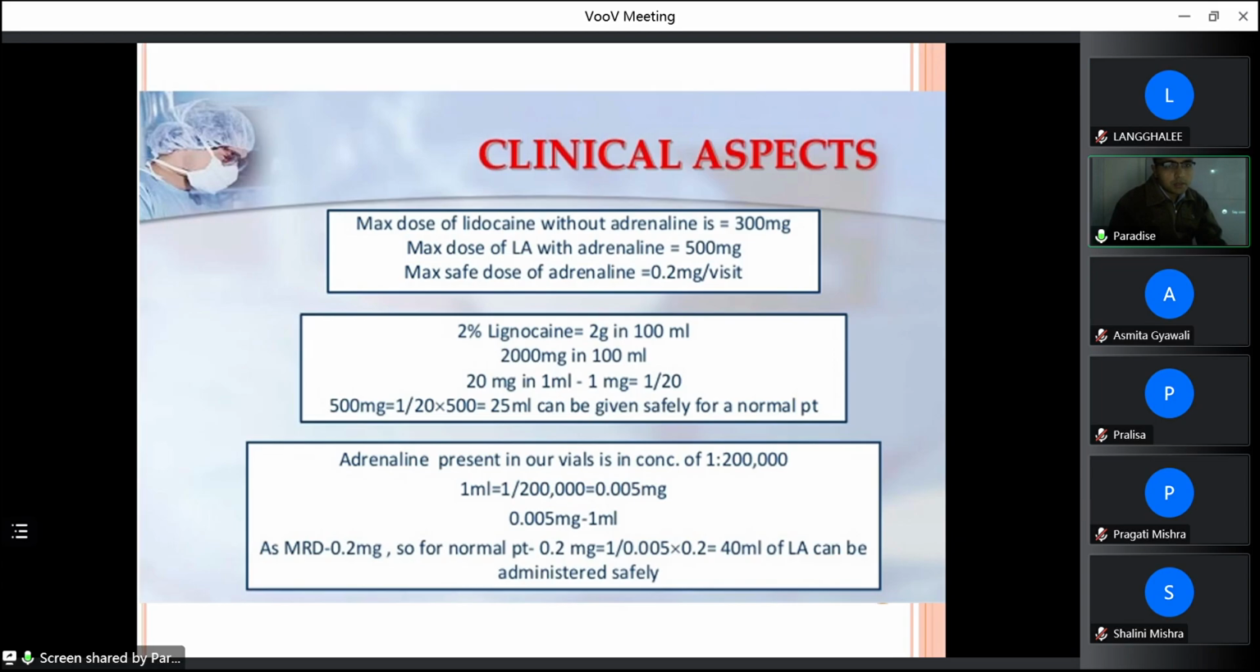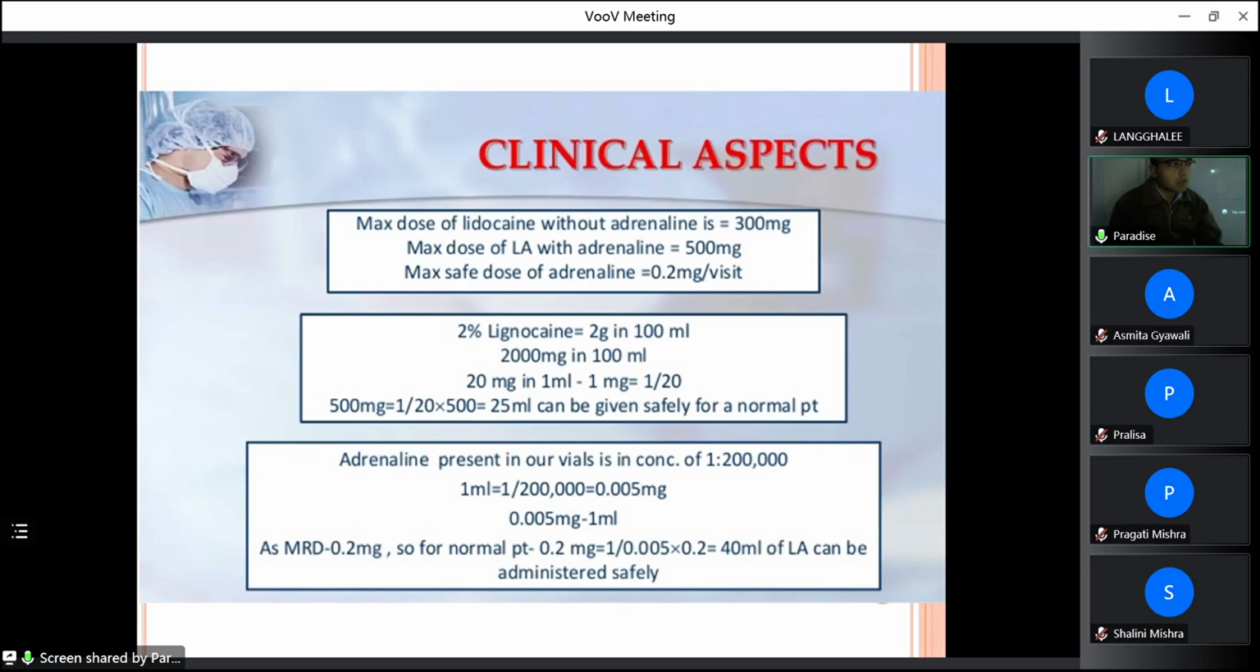So 20 mg is present in 1 ml of solution. 1 ml of solution consists of 2000 mg divided by 100, that is 20 mg. So 20 mg of lignocaine is present in 1 ml of solution. So 1 mg is present in 1 by 20 ml. It's the simple unitary method. So 500 mg will be present in 1 by 20 into 500, that is 25 ml, which can be given safely for a normal patient. This is according to the dose of lignocaine.